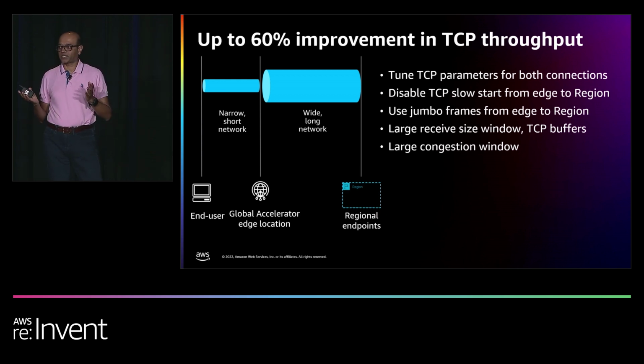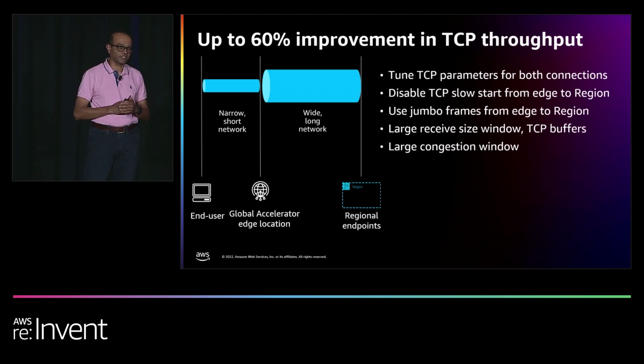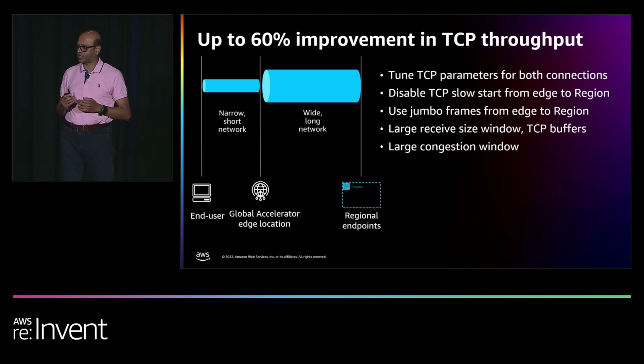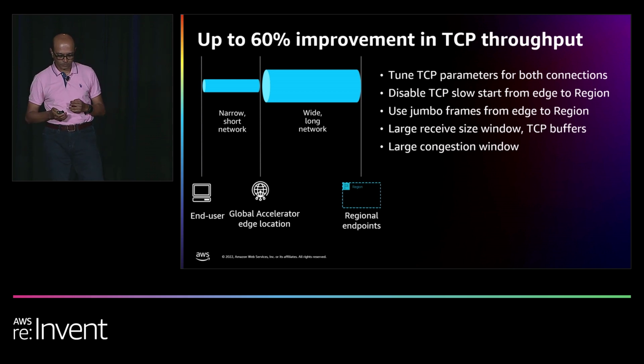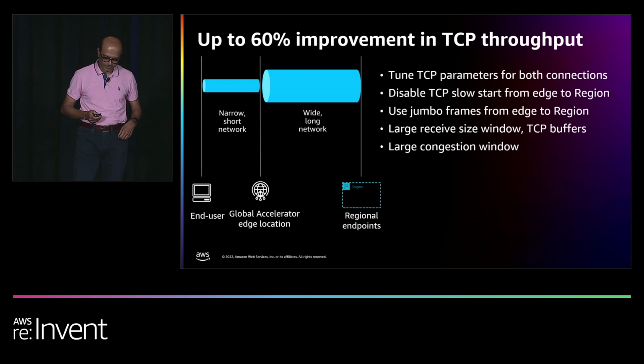And overall, what you can expect is that for traffic in the same continent, there's a benefit of up to 40%, and for cross-continent traffic, generally, there's a throughput benefit of up to 60%.